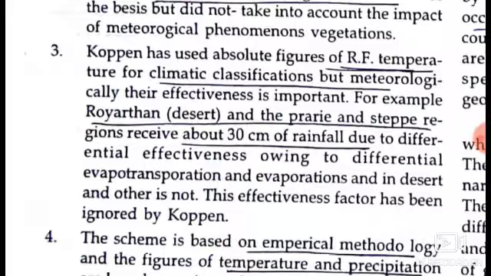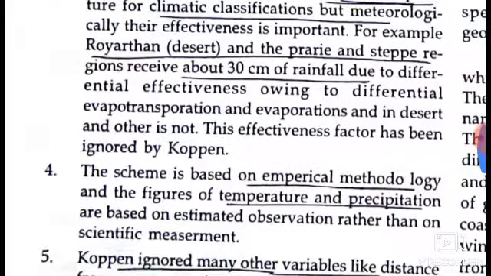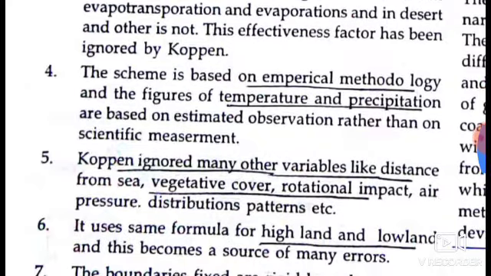For example, in the Ruhr area, mainly desert, and the prairie and steppe regions received about 30 centimeters of rainfall, but due to differential effectiveness owing to differential transpiration and evaporation, one is steppe and the other is desert. This effectiveness factor has been ignored by Köppen. The scheme is based on empirical methodology, and the figures of temperature and precipitation are based on estimated observation rather than on scientific measurement.